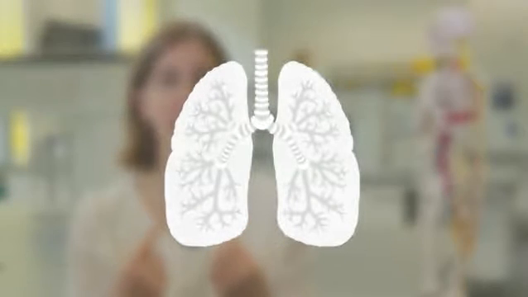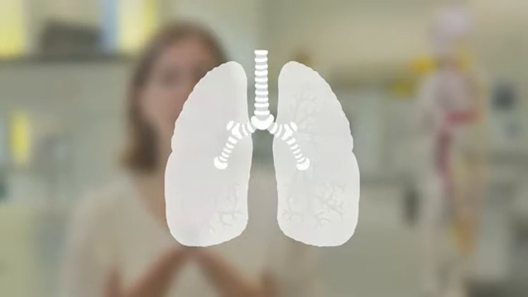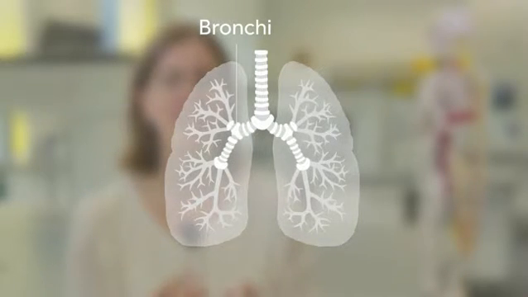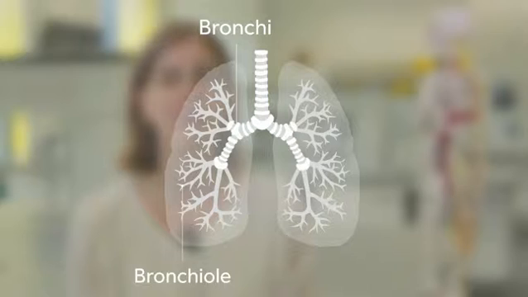When we breathe in, air enters in through the nose and mouth where it becomes filtered and warmed. It then travels down the trachea or windpipe and divides into the two bronchi, one to the left lung and one to the right lung. The bronchi are like branches of a tree. As the branches divide, they get smaller and smaller, eventually becoming the bronchioles.